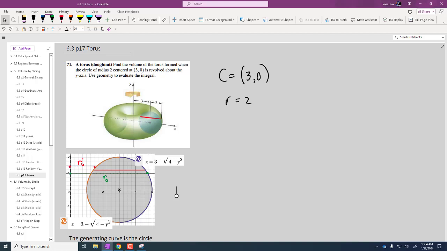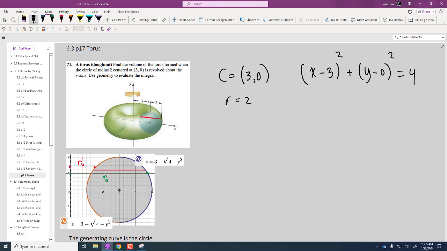So the orange has to be written as an x value. The purple has to be written as an x value. How do we get those x values? We come up with the equation for the circle. The equation for the circle is going to be x minus 3 quantity squared plus y minus 0 squared equals the radius squared. So x minus h squared plus y minus k squared. This circle is centered over here at 3, 0, so we have to shift the x squared plus y squared equals 4 circle to the right 3 units.